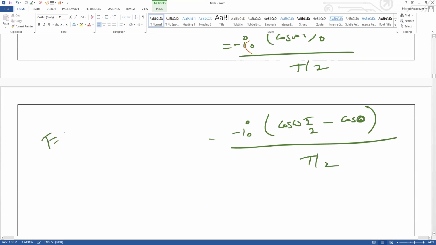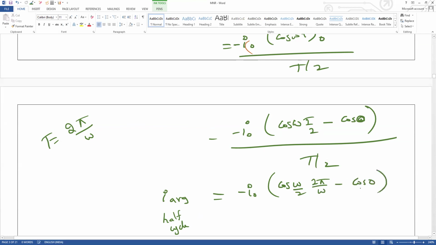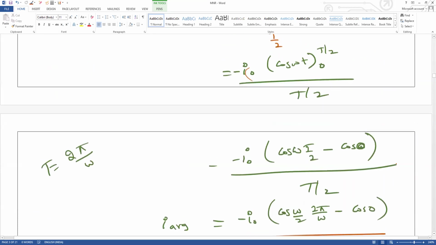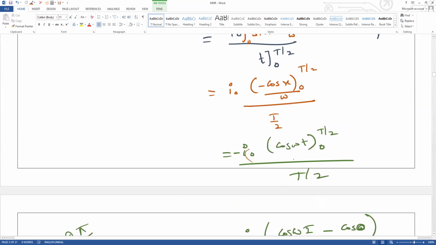Now we all know that T equals 2 pi by omega. So I average for half cycle equals minus I naught into cos omega times T by 2, where T value is 2 pi by omega, minus cos 0, divided by T by 2. Is it okay, guys? You all should respond. Yes, sir. And there is one more word I missed. What is that word I missed? Check it from here. This step, omega.